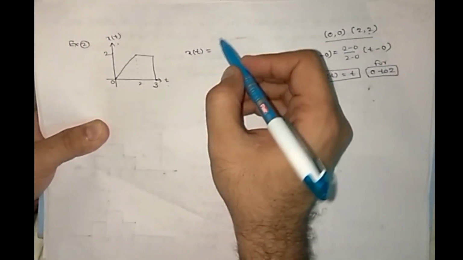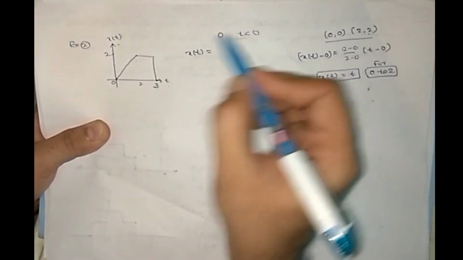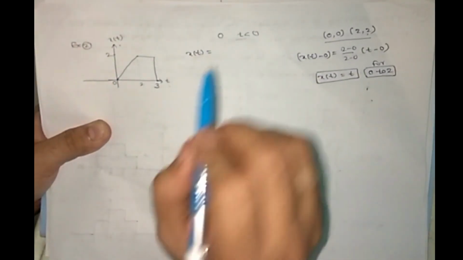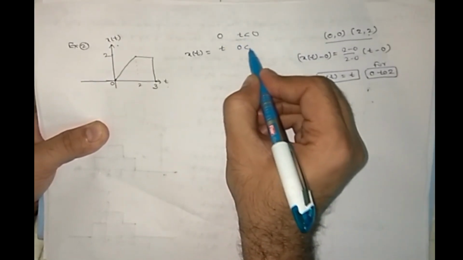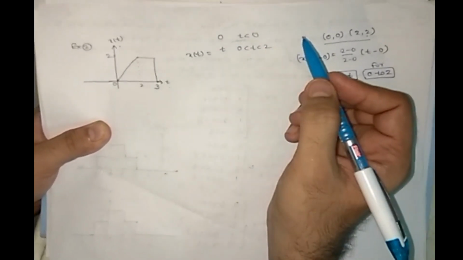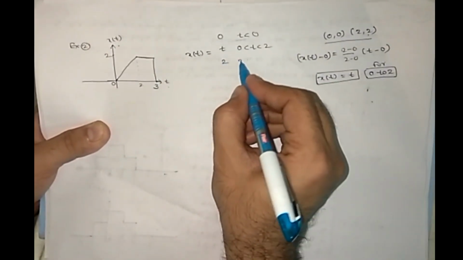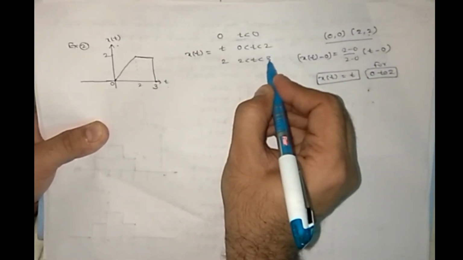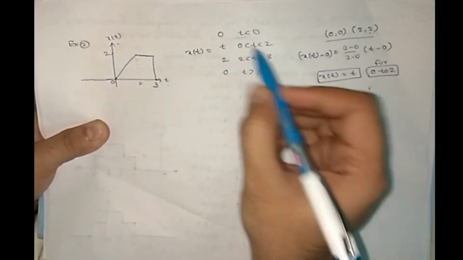So x of t is 0 for t less than 0, it is t for 0 less than t less than 2 only, and it is a constant signal 2 for 2 less than t less than 3, and 0 when t is greater than 3.